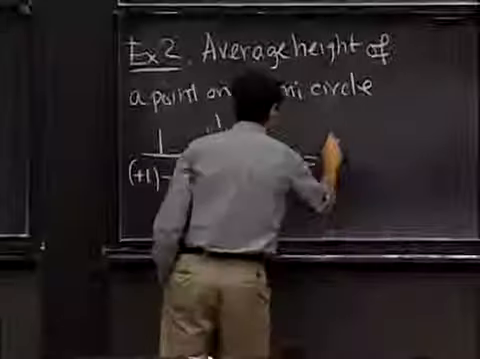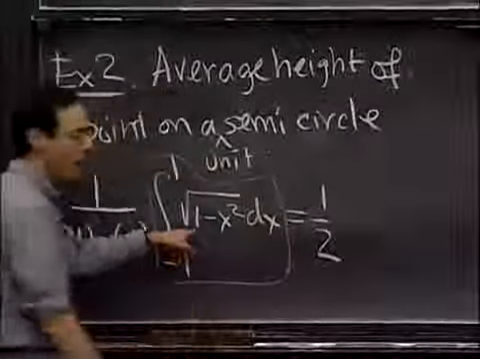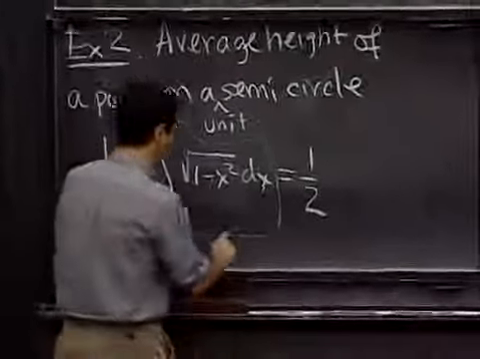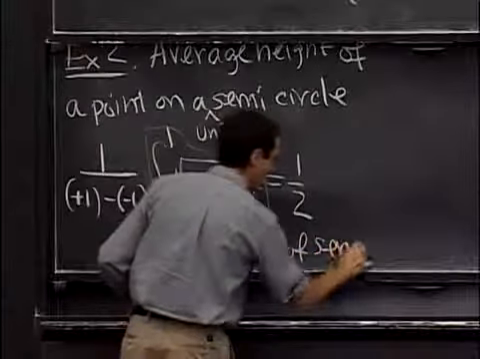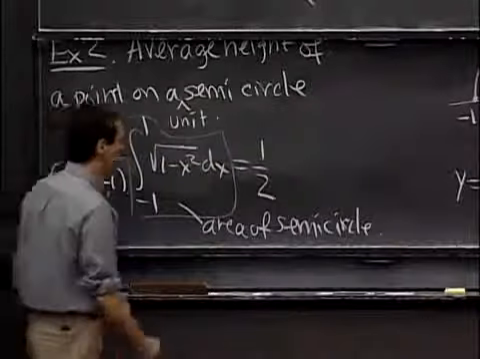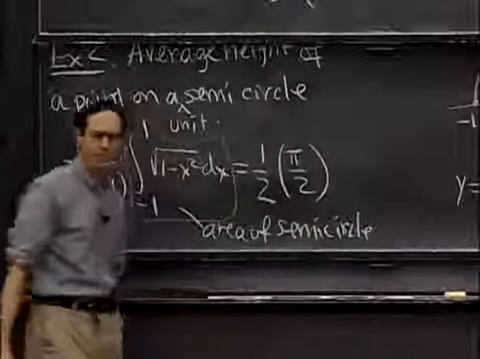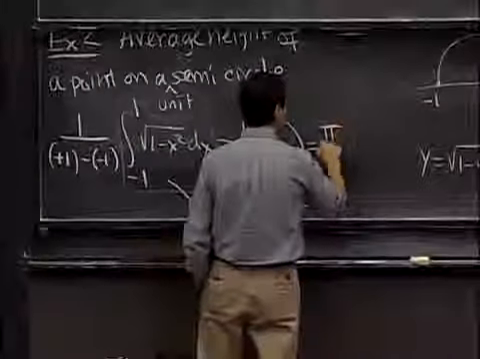This is a half times this quantity here, which we can interpret as an area. It's the area of the semicircle. All right, so this is the area of the semicircle, which we know to be half the area of the circle, so it's pi over 2. And so the answer here, the average height, is pi over 4.